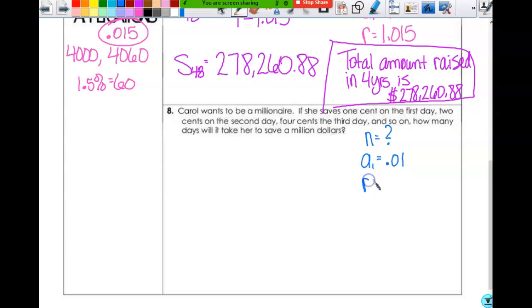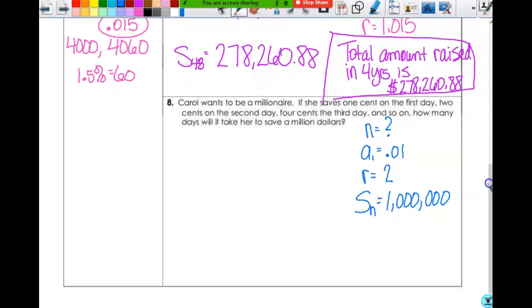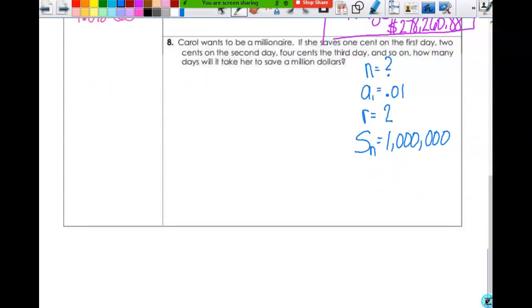What's R? 2, because it's doubling every day, right? And the other thing I know is that the sum of whatever the n number of days is 1 million, because we want to know how long it is going to take to get to $1 million. Okay, we agree with all that?